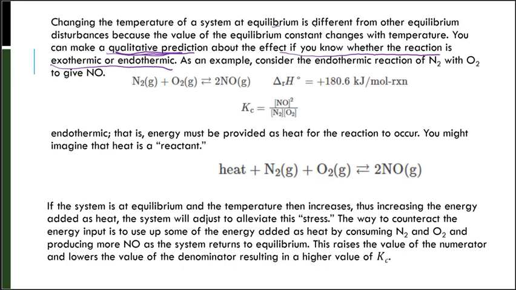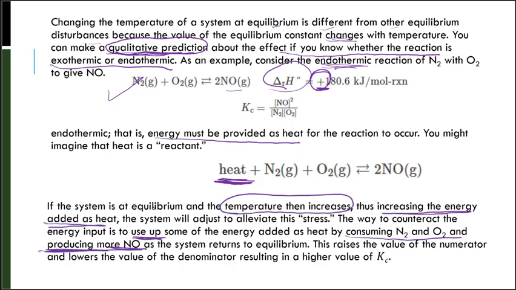Changing the temperature of a system at equilibrium is different from the other equilibrium disturbances because the value of the equilibrium constant changes with temperature. You can make a qualitative prediction about the effect if you know whether the reaction is exothermic or endothermic. For example, we have an endothermic reaction right here with nitrogen and oxygen giving NO. It tells us that our delta H is a positive value. That means it's endothermic. Endothermic means that heat is a reactant because energy must be provided as heat for the reaction to occur.